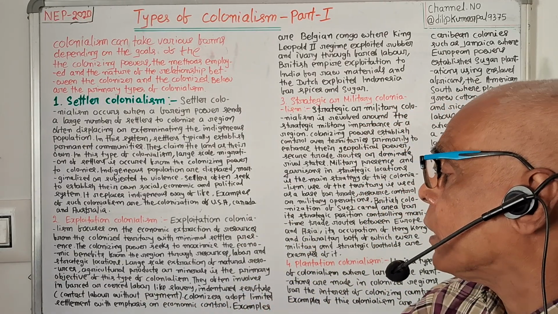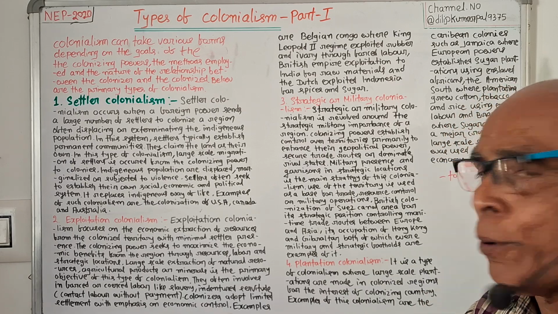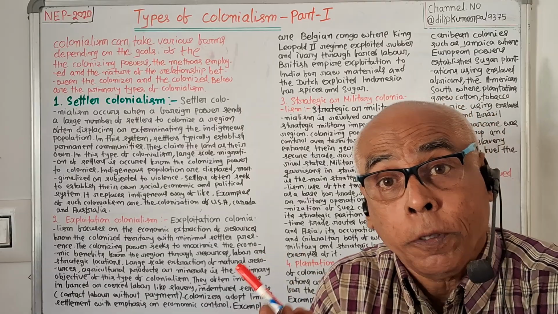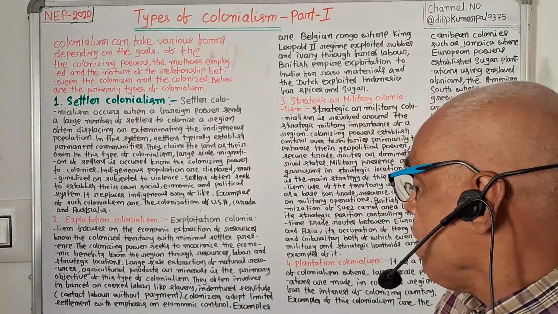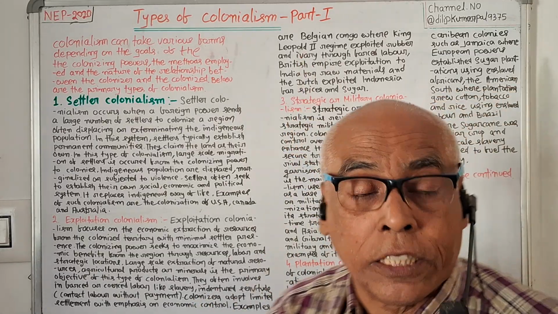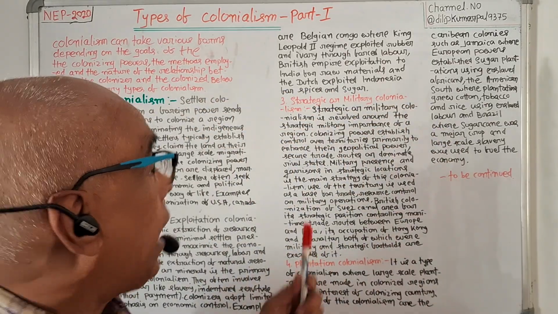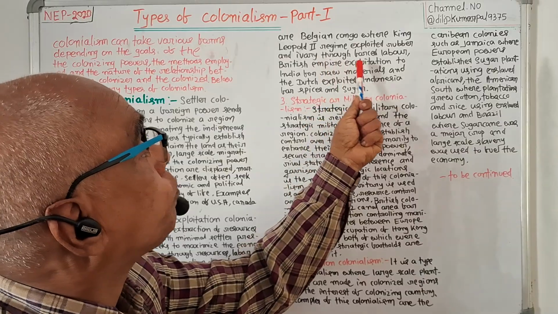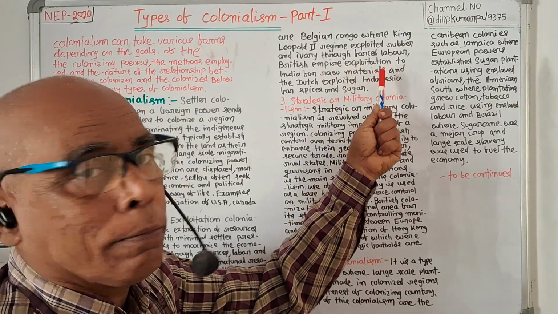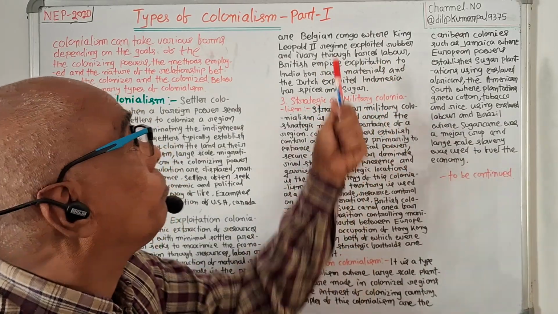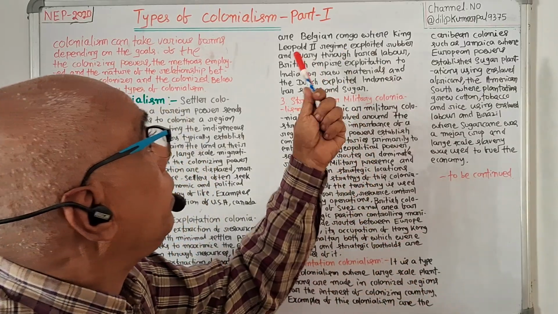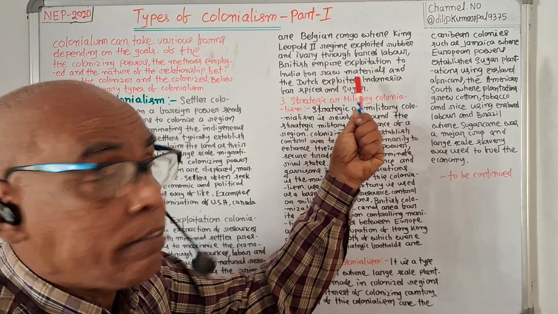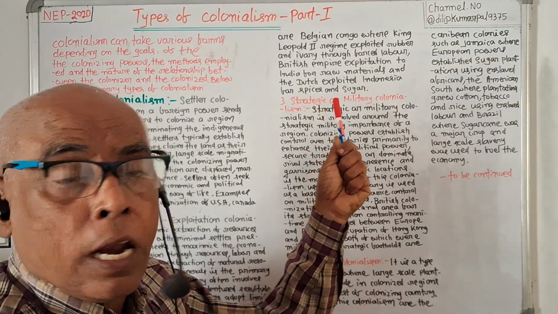Colonizers adopt limited settlement with emphasis on economic control. A colonizing country will send only minimum settlers. The purpose is to extract precious raw materials. Examples of this colonialism are Belgian Congo, where King Leopold II's regime exploited rubber and ivory through forced labor.